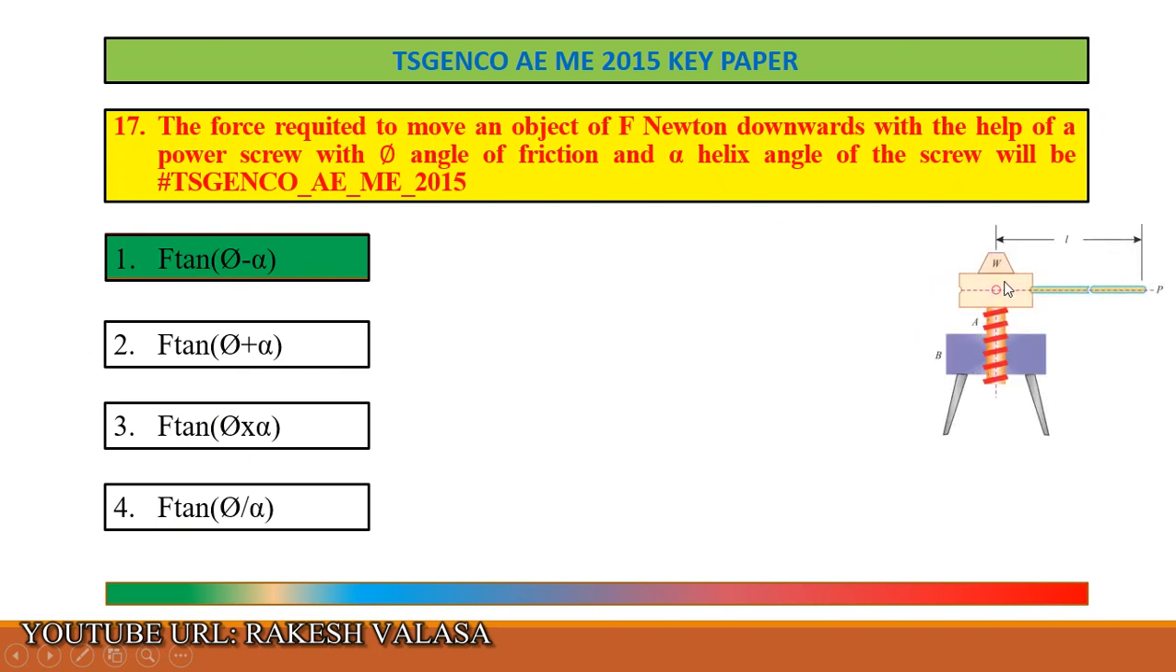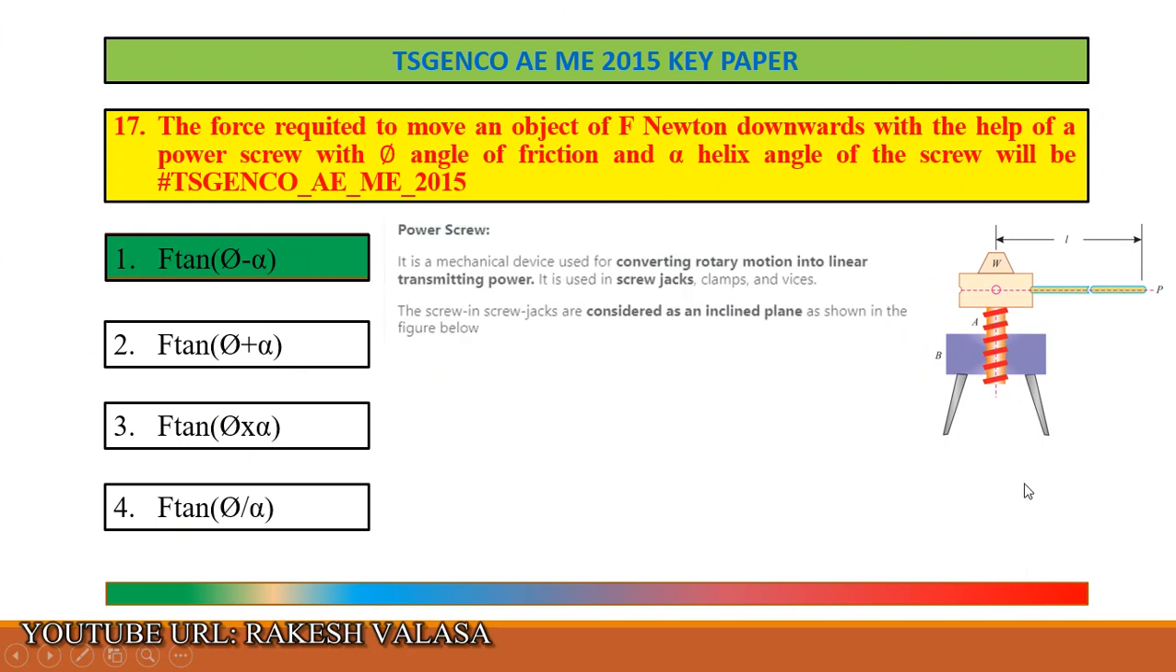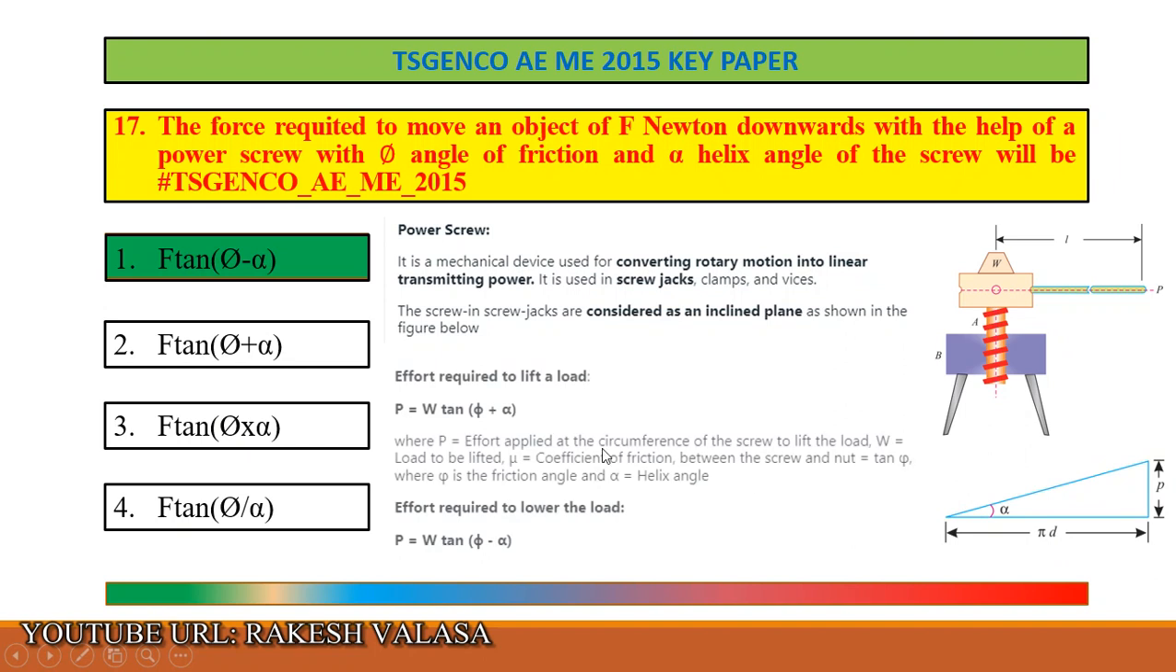You can see here, this is the screw jack. It is a mechanical device used for converting rotary motion into linear motion. It is used in screw jacks, clamps, and vices. The screw in screw jacks is considered as an inclined plane, as shown in the figure. You can see here, this is the inclined plane.